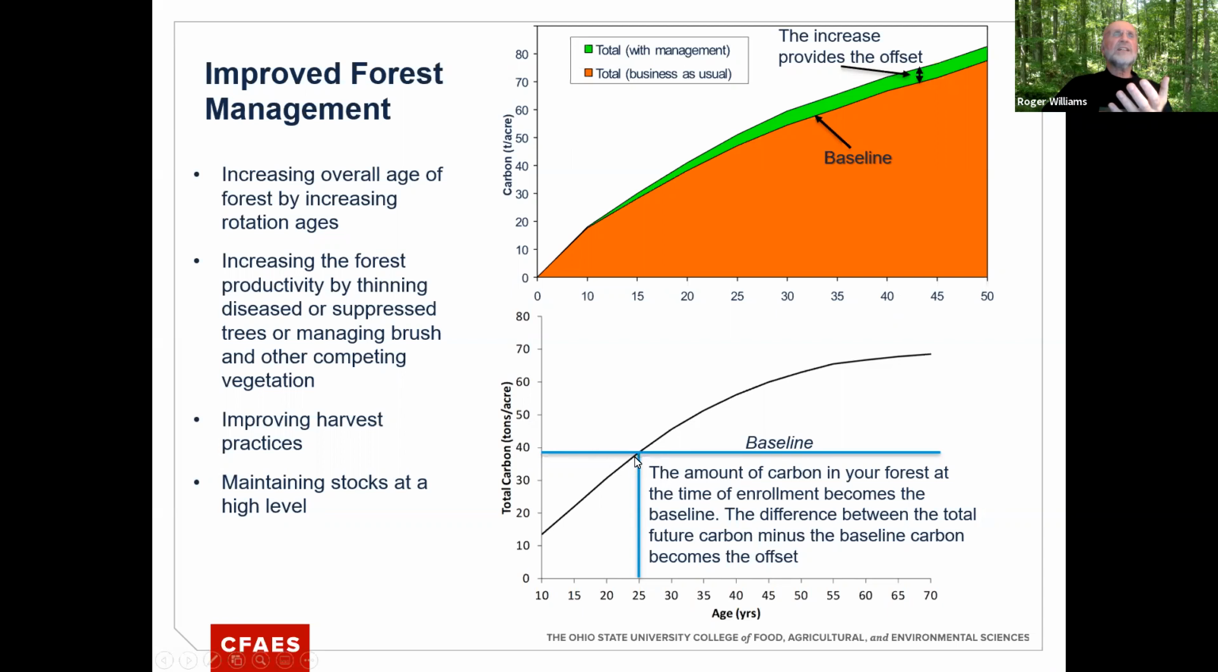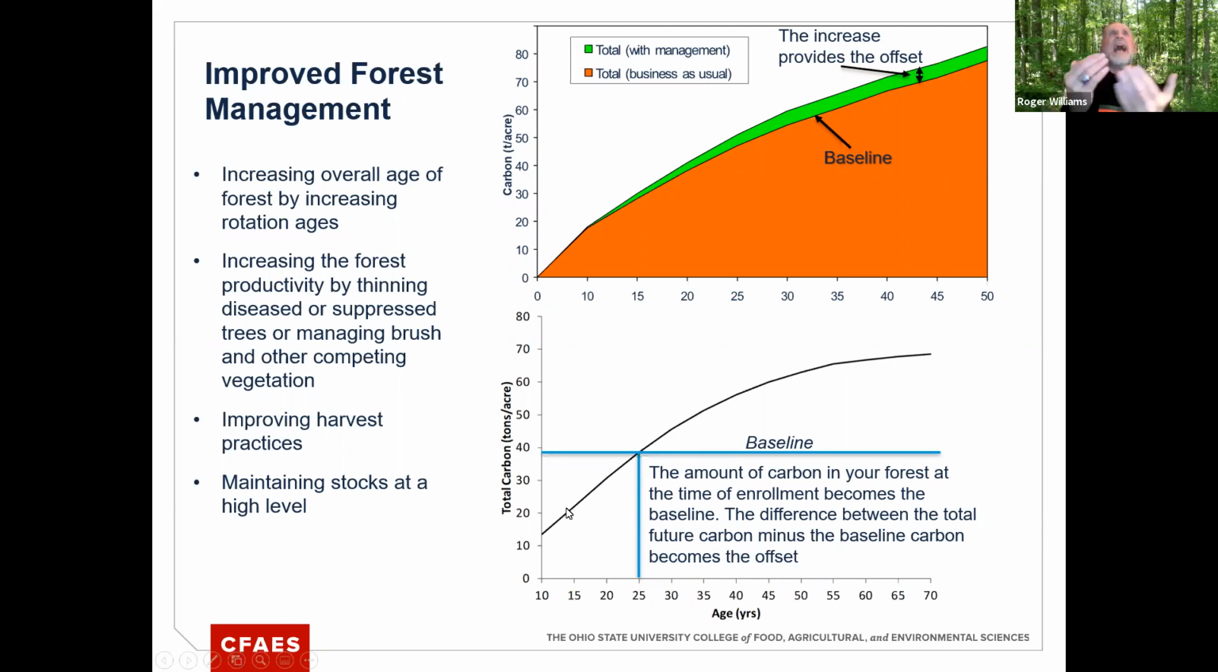There might be a certain level of your woodlot right now in terms of what is out there, the amount of carbon in tons per acre. You enroll your forest at this point in time, all right? So the amount of carbon in your forest at the time of enrollment becomes the baseline. You can't count the carbon that's already stored in the forest, but you can count the carbon that is added to this baseline value, all right, to become an offset.